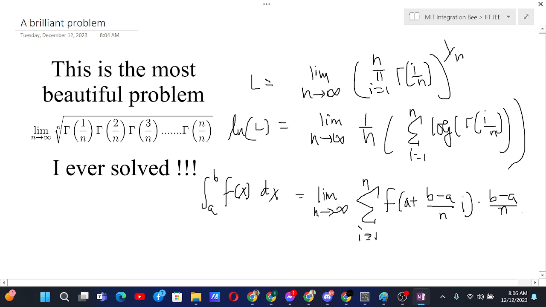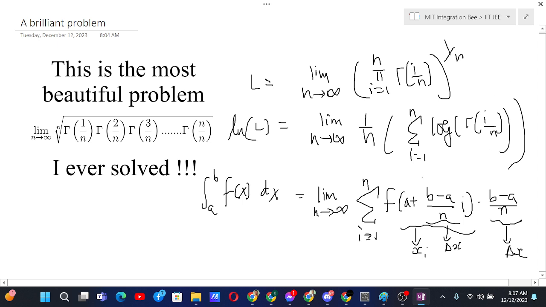Now, in the more familiar terms, this is usually written as delta x, because it is the length of a single division, and a plus i times delta x will be xi. So this whole term will be xi. So it's actually f of xi, which is the height, and delta x, which is the width. So it sums all the small areas and gives the area of an integral.